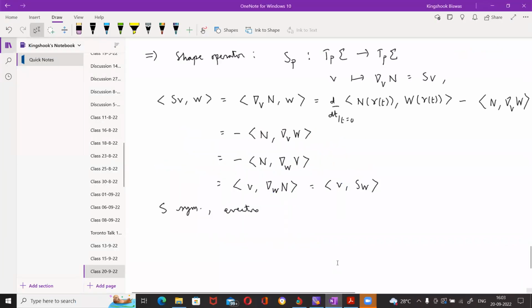Yeah, so this shape operator is symmetric. The eigenvectors E1, E2, the orthonormal basis of eigenvectors, these are called the principal directions at P. And the eigenvalues, lambda 1, lambda 2, these are called the principal curvatures at P.